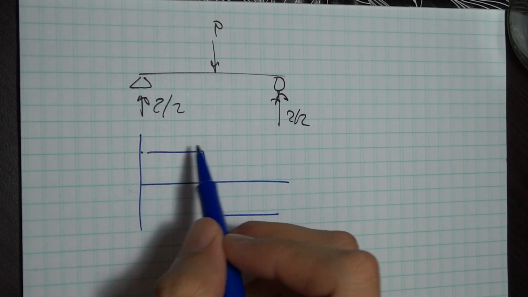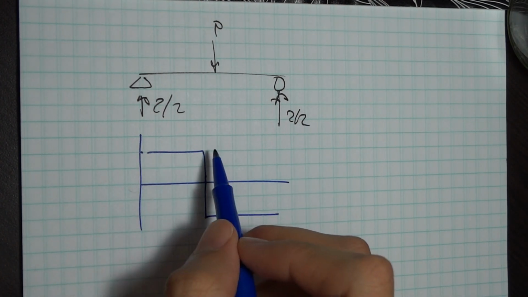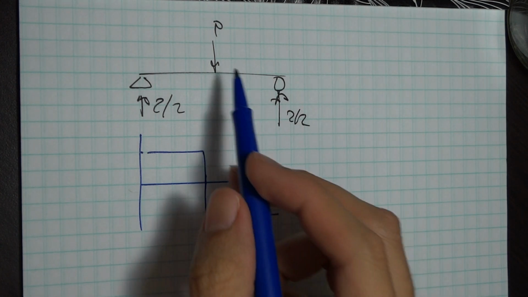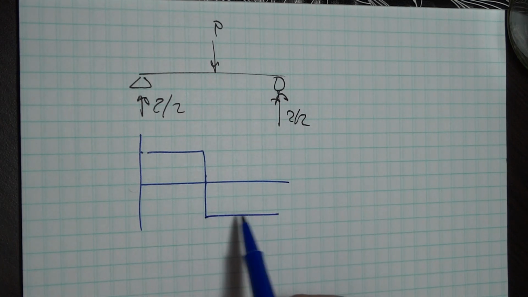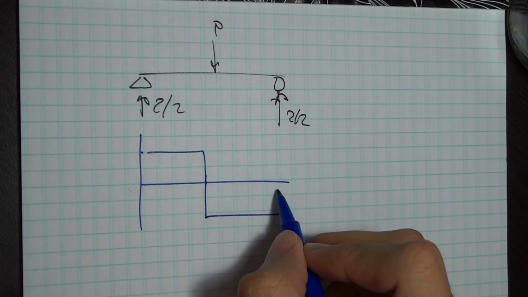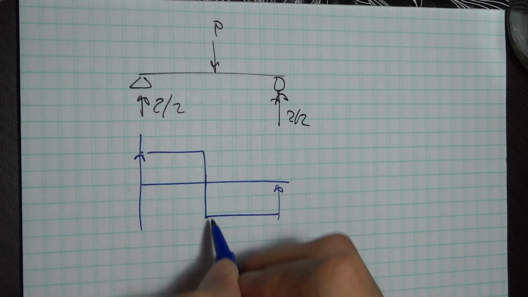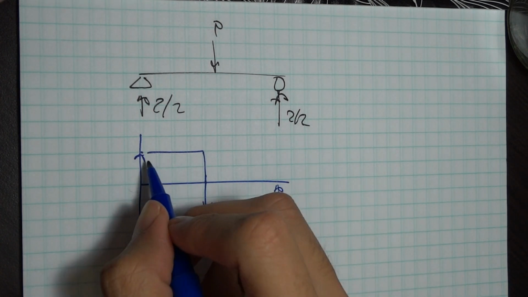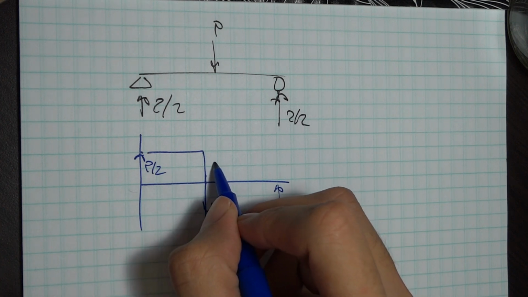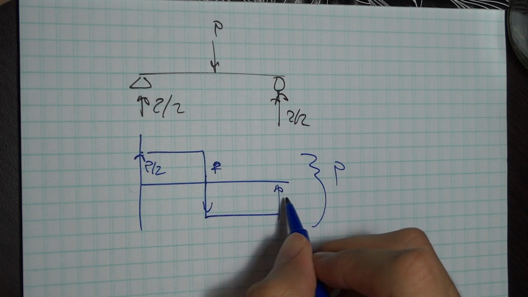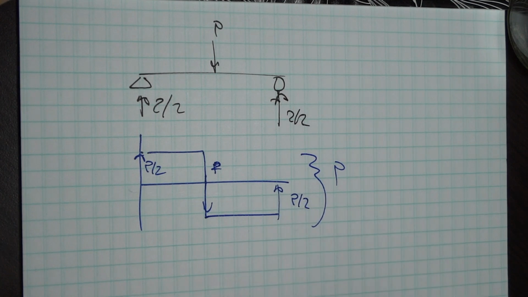I went up here. I had no arrows, so I did nothing. I had an arrow here, so I went down here. I have no arrows here, no arrows here, so it's constant. And then I go up by P over 2. So I go up, I go down, I go up again: I go up by P over 2, I go down by P, and I go up by P over 2.